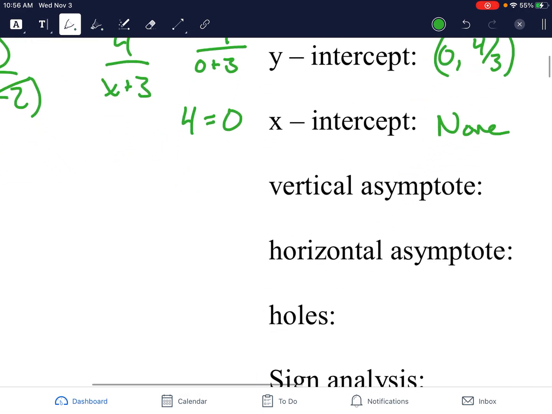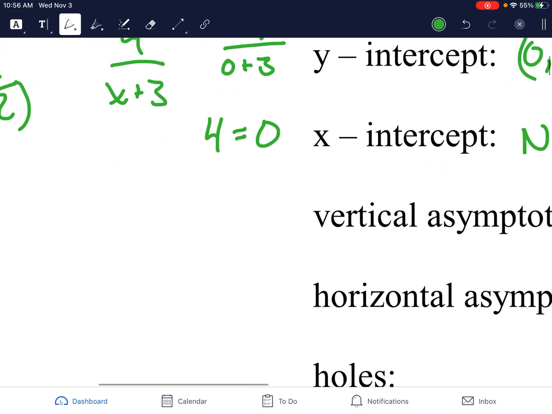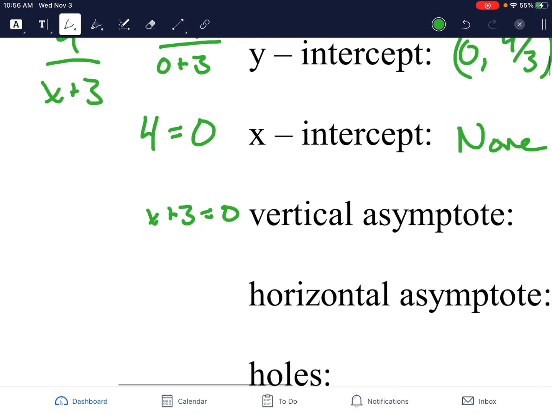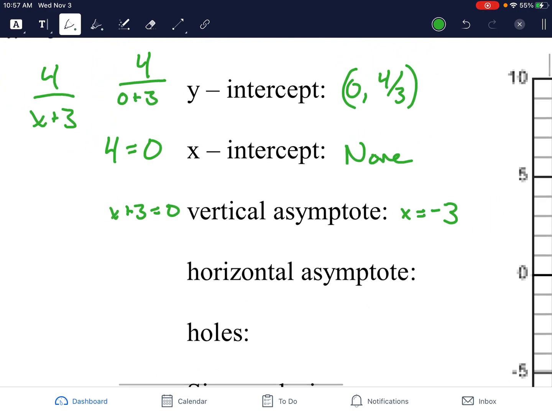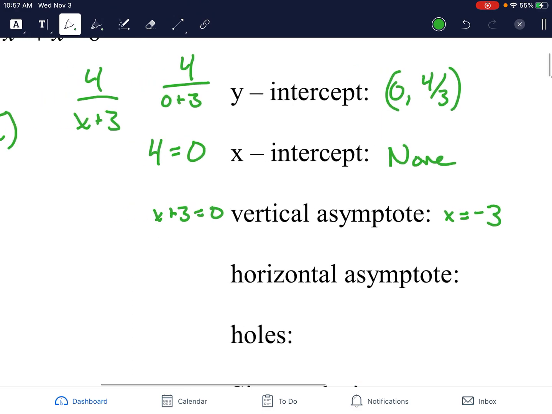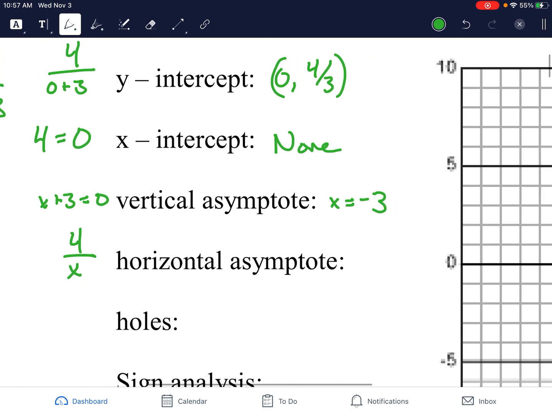For your vertical asymptote, we take the denominator of our fraction, x plus 3, set it equal to 0 and solve for x, which gives us an equation of x equals negative 3. For the horizontal asymptote, we take the coefficients of the top and the bottom. In this case, that would be 4 is the only thing left on the top, and the x is the first of the bottom. If we have something like this, we're putting really, really big numbers in for x, and 4 divided by 1,000,000,000,000 is going to be close to y equals 0.